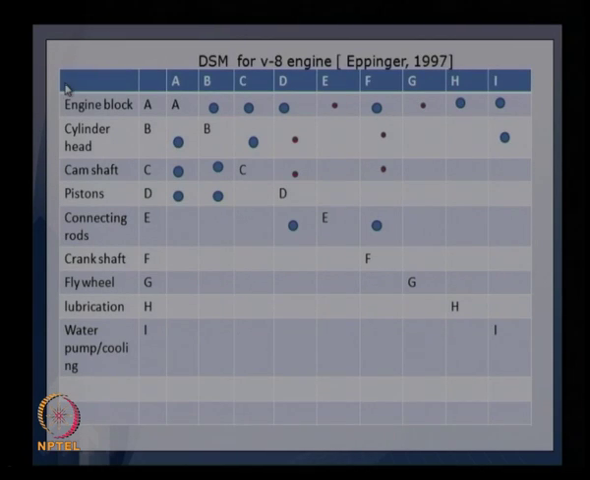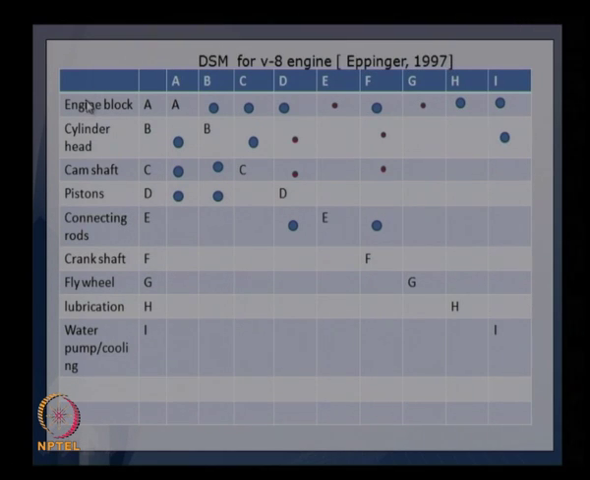So, look at this DSM, that is the matrix. You can see that these are the different components identified based on the functions and functional requirements. These are the components identified for an engine, that is a V8 engine. This is from Eppinger 1997. If you want, you can refer to this and get the complete matrix.